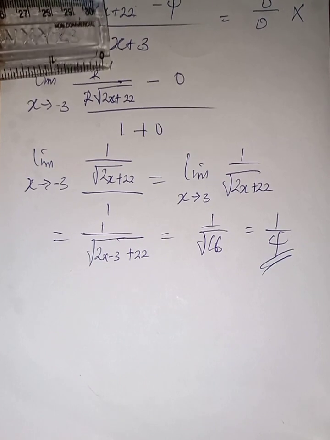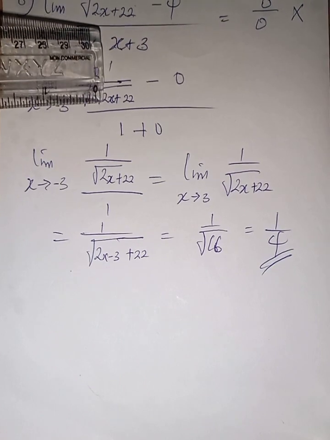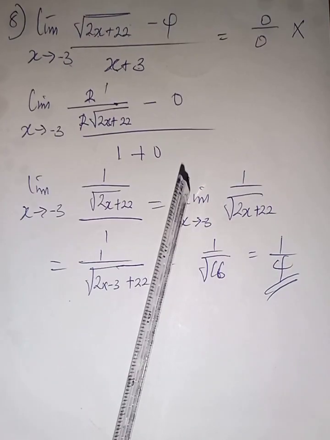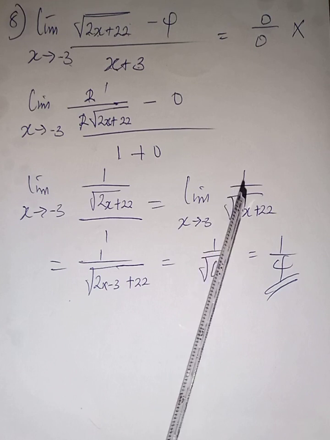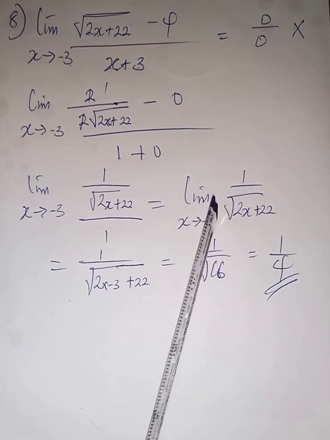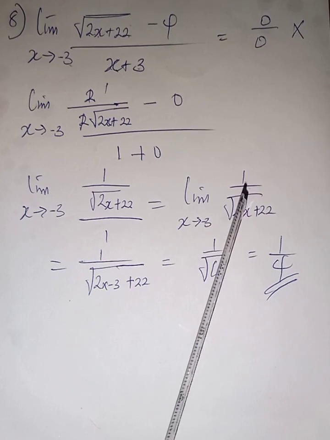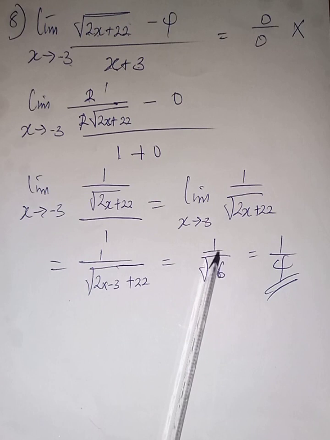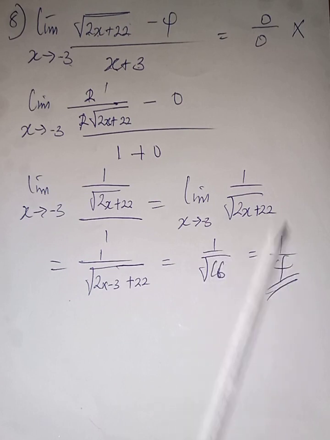We'll now have the limit of 1 over root 2s plus 22, as s approaches minus 3. Put minus 3 here. 2 times minus 3 is minus 6, plus 22, we have 16. Now, what is the square root of 16? That is 4. We have 1 over 4.